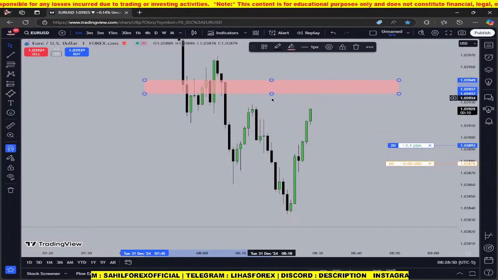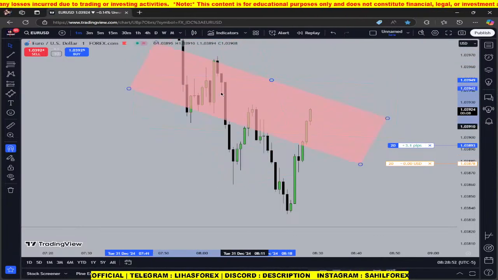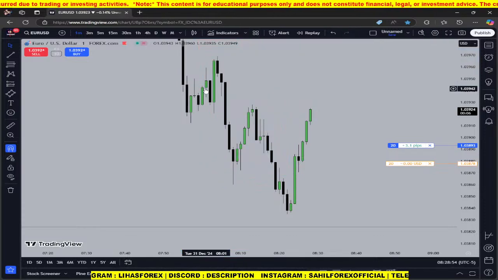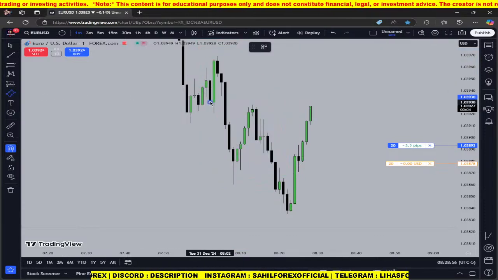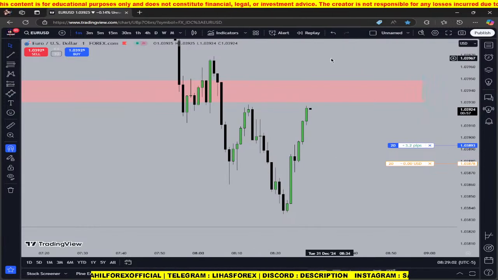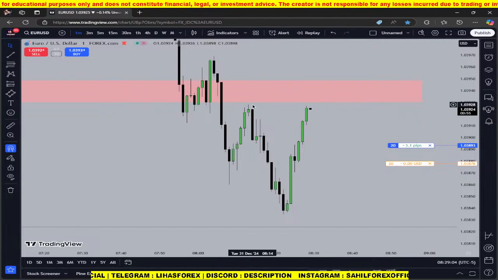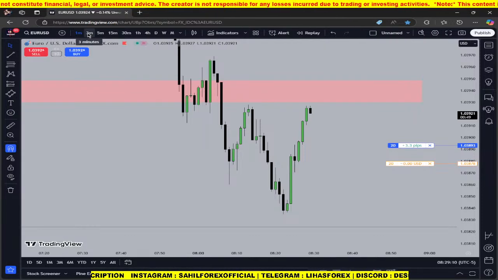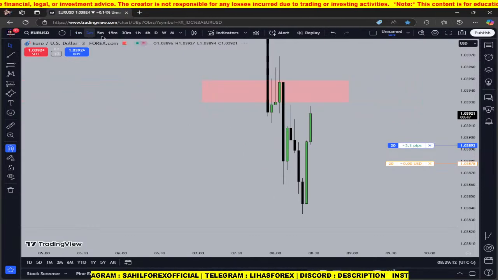Now our enemy is this area. Oh my god, what is happening? Wait a minute. Our enemy is this area. I want this to just go through it immediately. I want a breakaway gap here. I don't want it to consolidate over here. That's not a good thing.